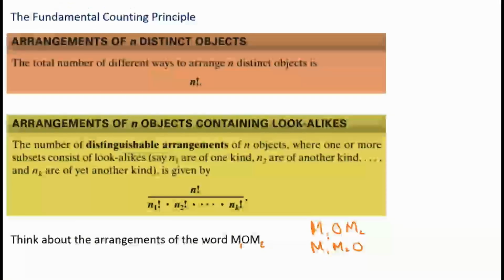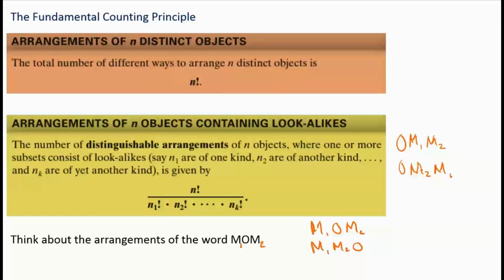I don't think so. Alright, so now, let's let the O be first. So then I would have O, M1, M2, or I could have O, M2, M1. Now let's let the M2 be first. So I could have M2 and then O and then M1, or I could have M2, M1, and then O. Again, I'm just trying to rearrange all of these letters every way possible.